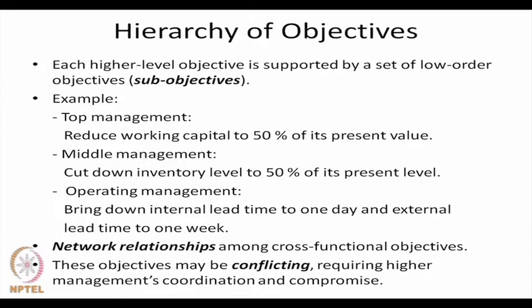Suppose, for example, that top management decides to reduce working capital to 50% of its present value. So, this is a top management decision and this is the goal to be achieved, reduce working capital to 50% of its present value. To achieve this goal, a sub objective is to cut down inventory level to 50% of its present level. So, to reduce working capital to 50%, inventory level should be cut down by 50%. So, this is a sub objective for this.